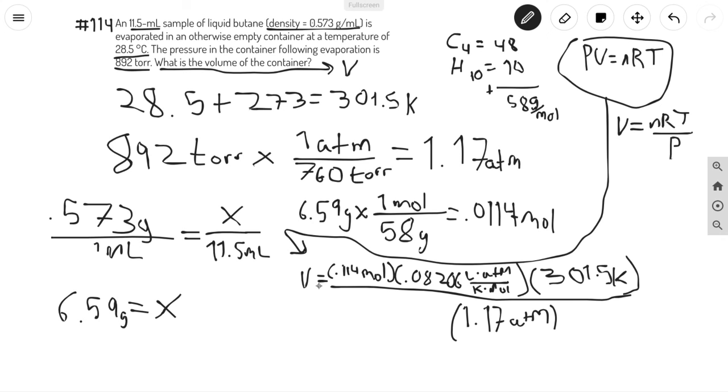So here we just plug into our calculator all the numbers and solve, and notice that all the units cancel except for liters, which is what we want. And then once you solve, you get that your volume is 2.41 liters.